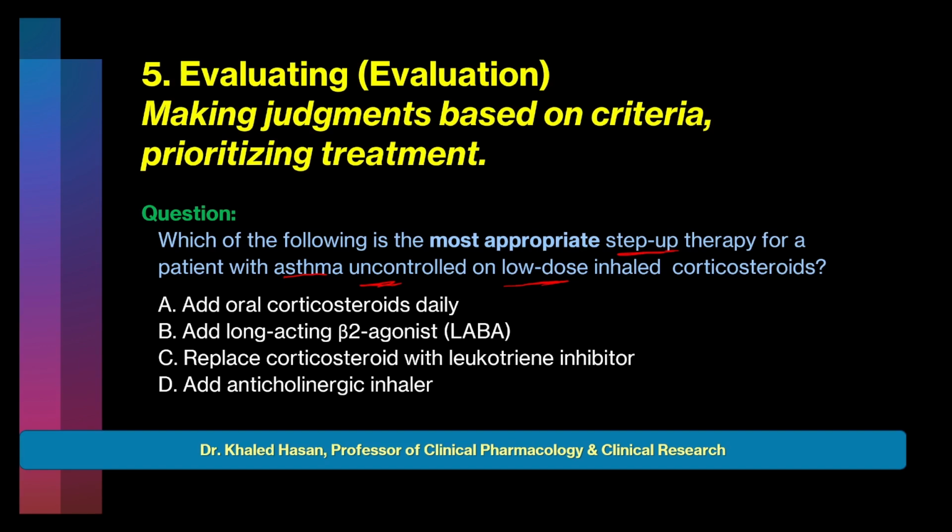The correct answer will be add long-acting beta-2 agonist, LABA. For asthma, we start with the inhaled corticosteroid. If the patient does not respond, we escalate the therapy, step up therapy, and we can add LABA. So the next step here is adding LABA to enhance the efficacy of the treatment. This is evaluation here. We evaluate the situation. The patient needs to control uncontrolled symptoms. What is the next step? We add a long-acting beta agonist.